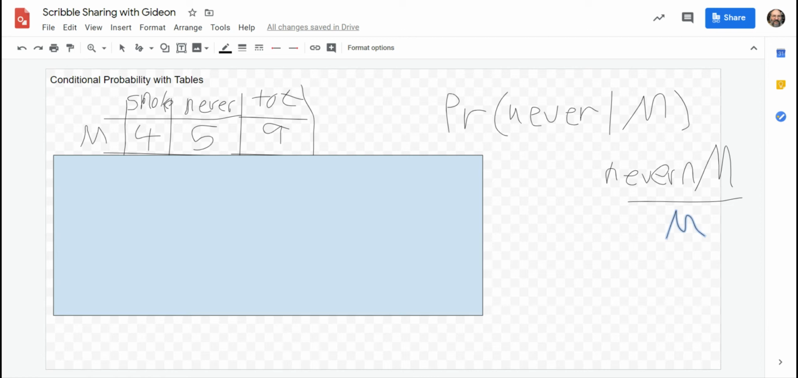So here we go. We're looking at the question, what percentage of males were never smokers? Well, there were 9 people who were male in the sample, and 5 of them never smoked. I said percentages, but I don't want to spend too much time converting to percentages, so we'll just leave it there. Boom. 5 over 9. Don't make it hard when it's easy.